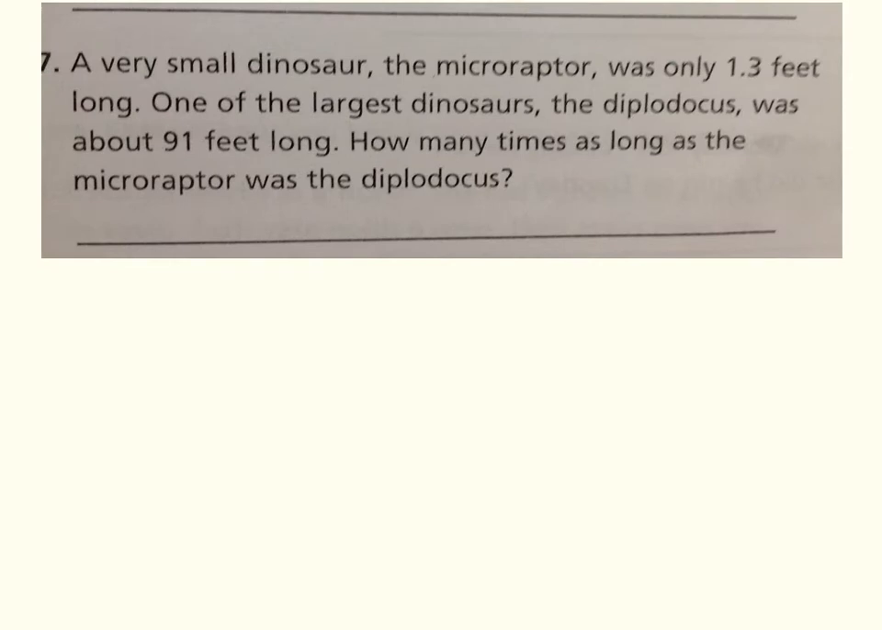Number 7 says a very small dinosaur, the Microraptor, was only 1.3 feet long. One of the largest dinosaurs, the Diplodocus, was about 91 feet long.